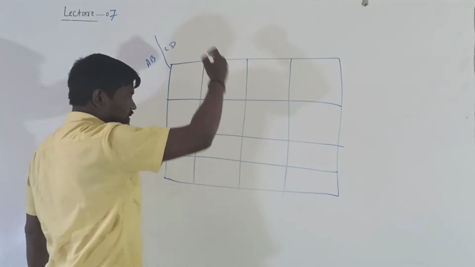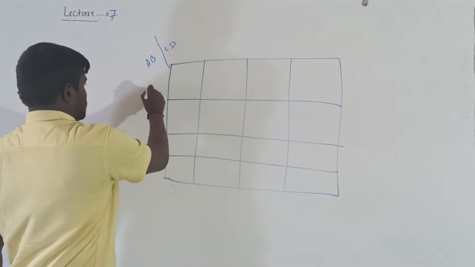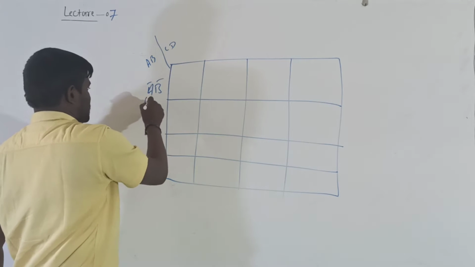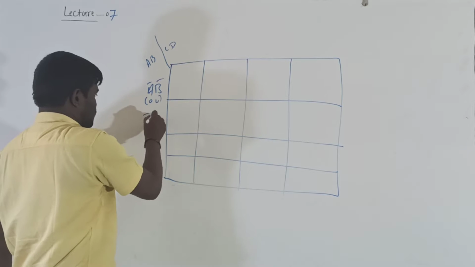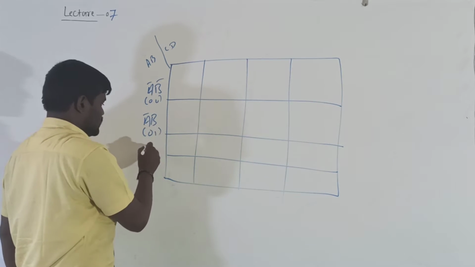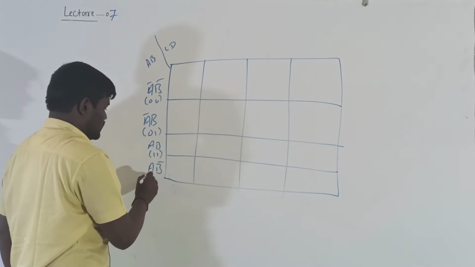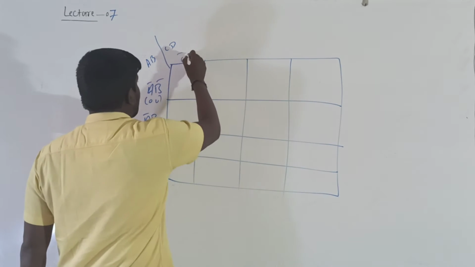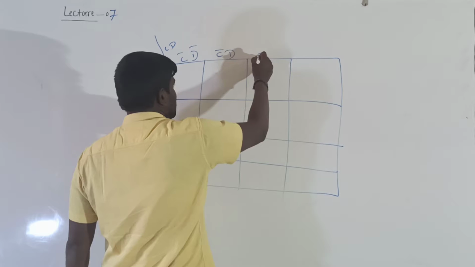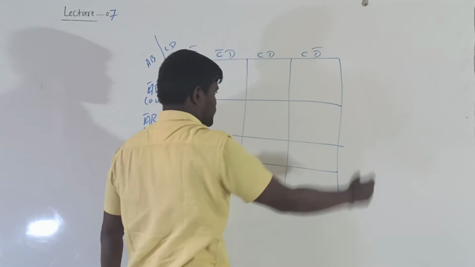A, B, C, D. So first is A bar B bar, that is 0, 0. Next A bar B, that is 0, 1. A B, that is 1, 1. A B bar, that is 1, 0. In the same way, C bar D bar, C bar D, C D, C D bar.